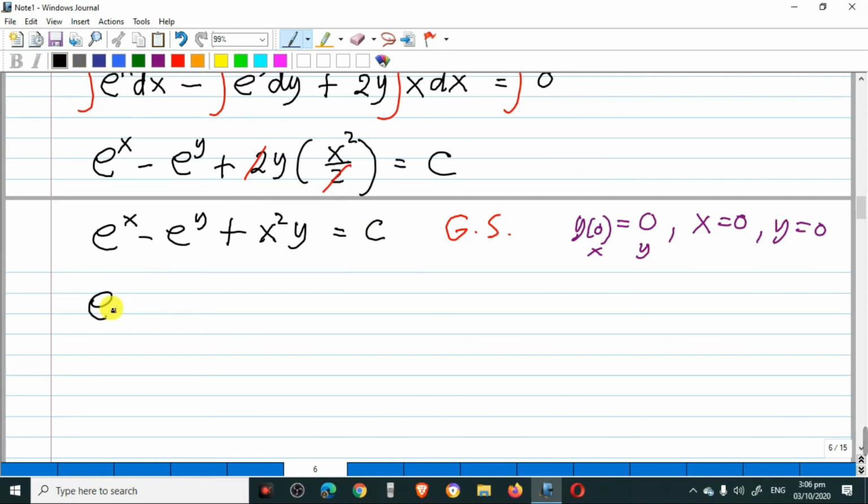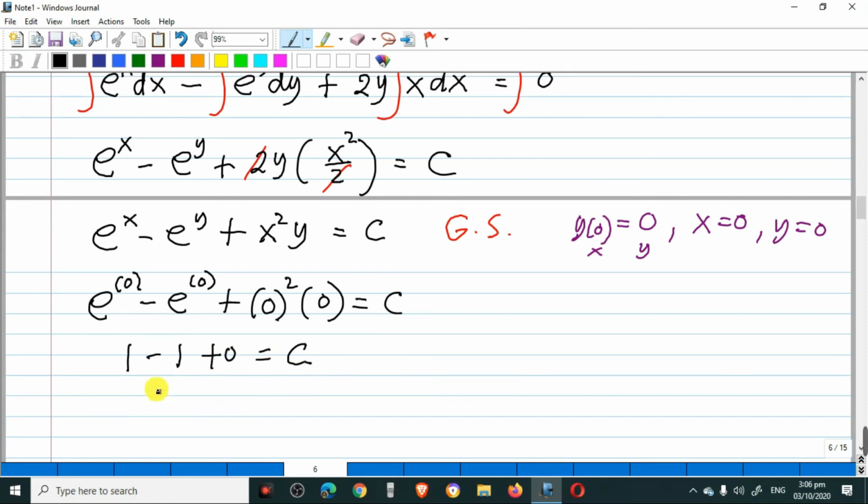So, e raised to 0. X is 0. So, kagaya ng ginawa natin kanina, e raised to 0 minus e raised to 0 again, plus x squared, this is 0. 0 na ito lahat. So, this is 0 raised to 0, then this is 0 also, and this is equals to c, arbitrary constant. So, e raised to 0 is equals to 1. E raised to 0 is equals to 1. 1 minus 1 and plus 0. This is equals to c. So, 1 minus 1 is equals to 0. So, this is equals to c. Our value of arbitrary constant is 0.